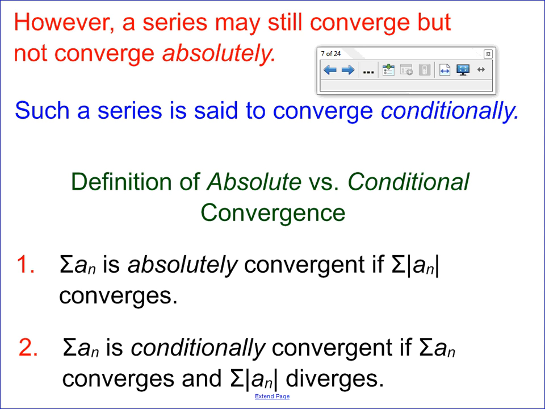So if the sum of the magnitude of the terms converges, then the original series is absolutely convergent. If the series converges, but it doesn't converge absolutely, then it converges conditionally. And we'll see that's an important distinction.